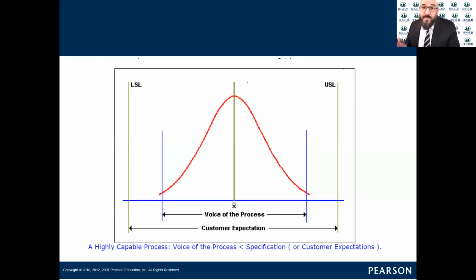Another example to make sure that you understand the difference between the CP, the CPK, and the process control limits. The specification limits are the green lines here. That's the voice of the customer. However, the voice of the process is the upper and lower control limits. So in this case, yes, the process is capable of meeting the customer demands because the voice of the process is less than the specification.